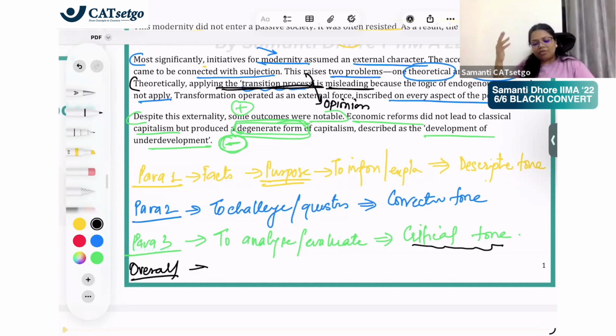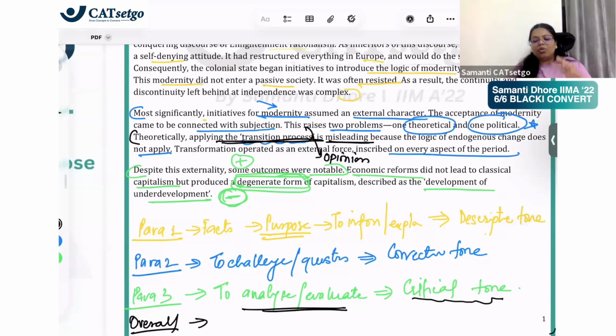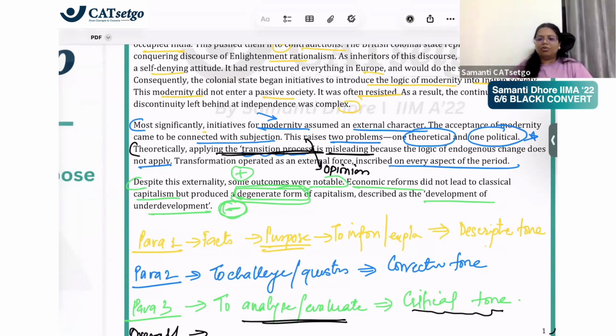So overall, if you say the author's purpose in the tone was to analyze or evaluate, the author's tone was to analyze or evaluate phase two, the subjection of modernity on Indian society with the British colony, and take a critical tone on it, that it led to a degenerate form of capitalism. Okay, so that is the overall purpose of this passage. This passage was just written to tell you that whatever modernity they brought was wrong for us Indian society because a lot of degenerate things happened. So this is how you summarize a para and get to the main point.